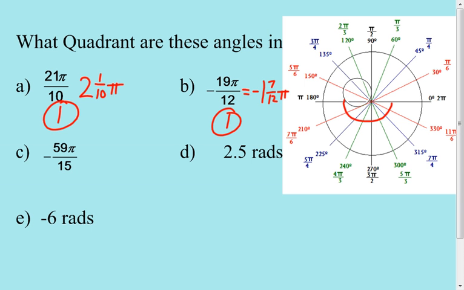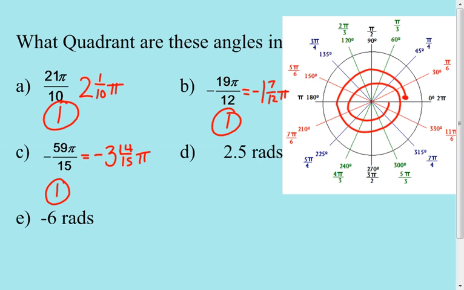The next one, negative 59 pi over 15. If I think of that as a mixed number, then that is negative 3 and 14/15 of a pi. Again, it's negative, so I need to rotate the opposite direction. So there's negative 1 pi, 2 pi, 3 pi. 14/15 is certainly more than half of a pi. In fact, 14/15 is darn close to 4 pi. So it's going to end up right about there, which is also quadrant 1. And by the way, if you don't remember your quadrants, I should probably tell you this. This is quadrant 1, 2, 3, and 4. Okay, just to help you.